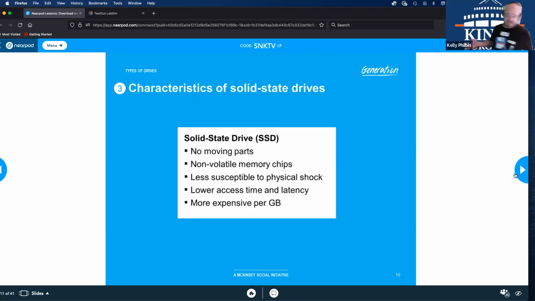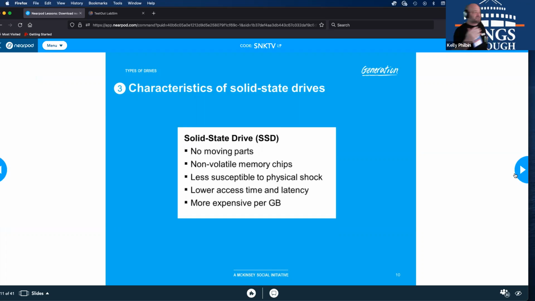What would be the opposite of this? What would be an example of the opposite of this? Volatile. What's an example of volatile memory? RAM. Perfect. Thank you. So volatile loses its memory when the power is turned off. Non-volatile maintains that data when the power is turned off. So solid state drives use non-volatile memory. Non-volatile memory holds on to that information for you.